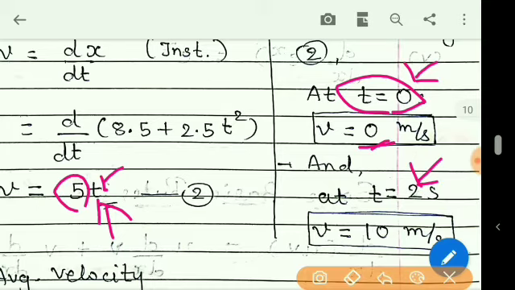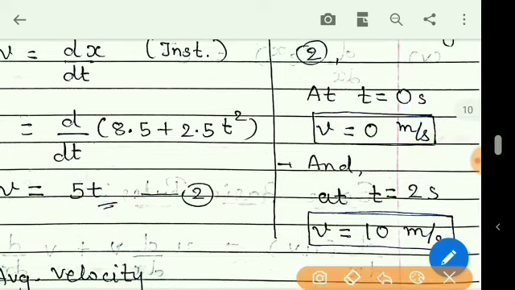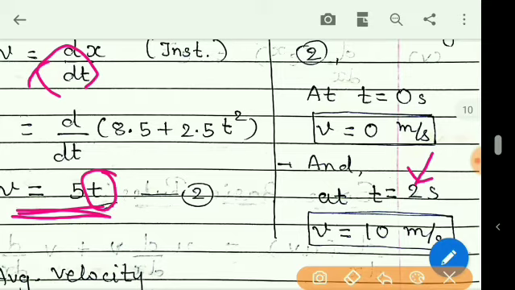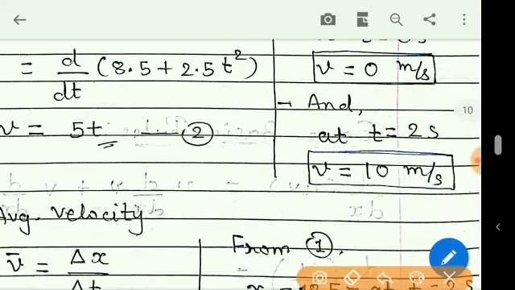So we'll get the instantaneous velocity at time t is equal to 0 as 0 only. Then we also want to find the instantaneous velocity at time t is equal to 2 seconds. Already we have the formula for instantaneous velocity, which we have obtained by differentiating the equation of position. So now we will put simply t is equal to 2, and 5 2s are 10. So our answer is 10. This is the instantaneous velocity at time t is equal to 2 seconds.